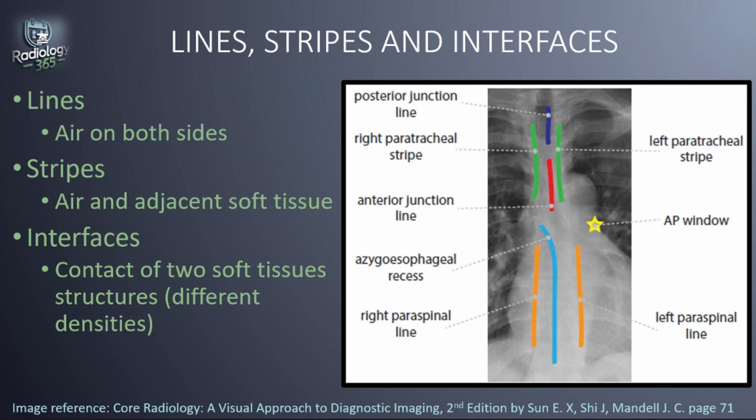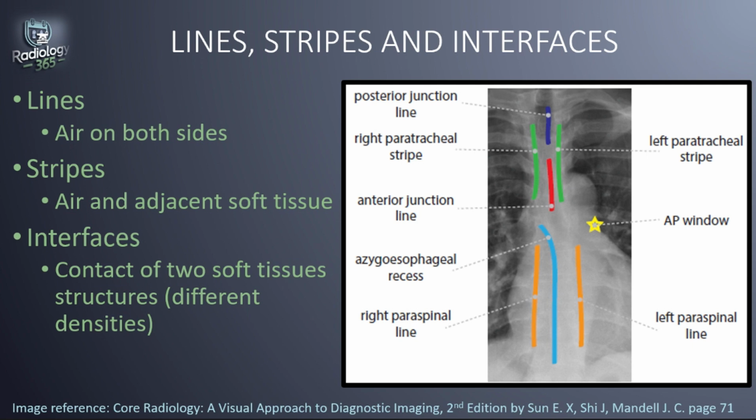When we mention a line, it is basically a thin interface that's formed by tissue typically less than 1 millimeter in thickness with air on both sides. So the posterior junctional line, for instance, would be a line because it's a very thin line with air, which is in both lungs, on both sides of this line. We'll get to know a little more about it later.